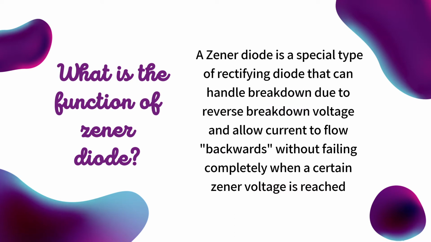What is the function of a Zener diode? The Zener diode is a special type of rectifying diode that can handle breakdown due to reverse breakdown voltage and allow current to flow backwards without failing completely when a certain Zener voltage is reached. What is Zener voltage? Zener voltage is the specific amount of voltage that is sufficient for the reverse breakdown condition, thus allowing the diode to conduct in the reverse direction. We will get into this in a later slide.